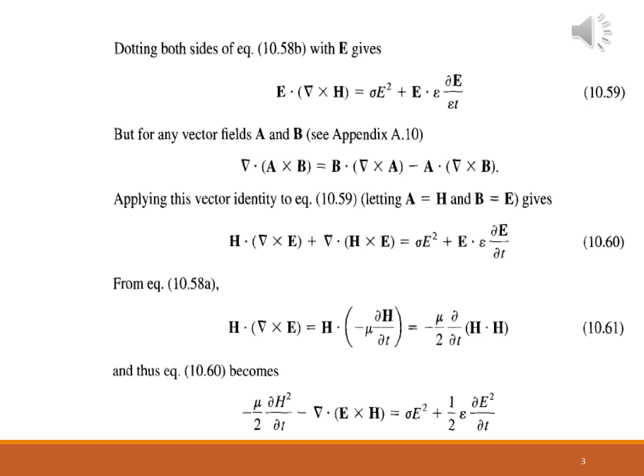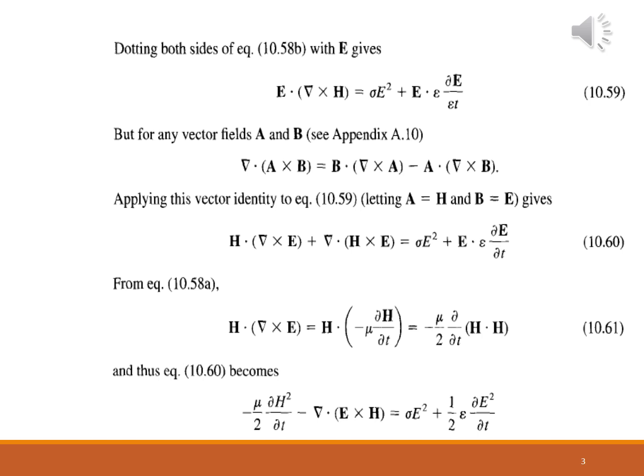Now, when you dot both sides of equation 10.58b with E, the equation becomes E dot del cross H is equal to sigma E squared plus E dot epsilon dou E by dou t. And there is this identity: del dot A cross B is equal to B dot del cross A minus A dot del cross B. I've already given you this identity when we did the vector review, so we are not going into the derivation. You just need to know this identity.